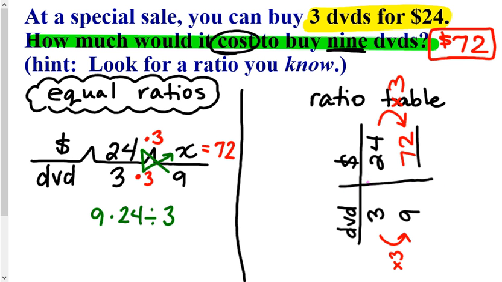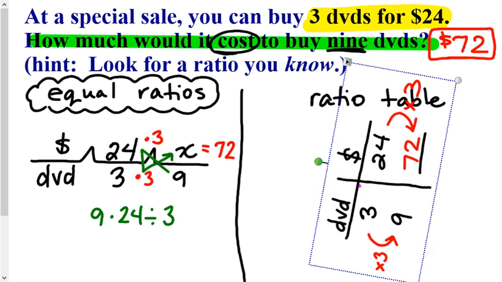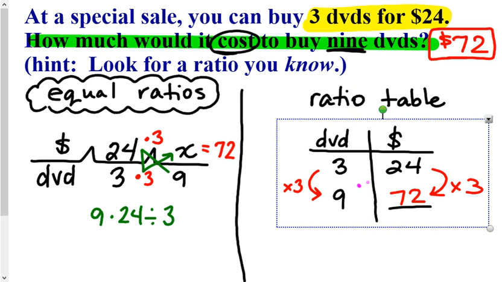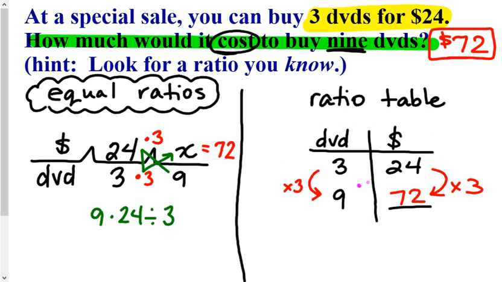Now, some of you might have also realized that you can also solve this problem by using the constant of proportionality. What I mean by that is you could have said, well, 3 times 8 is 24. So I can do 9 times 8, and that also gives me 72. And I'm using my constant of proportionality, which is like my unit price there. So those are 2 ways I could solve that problem. Let's look at a couple more problems.